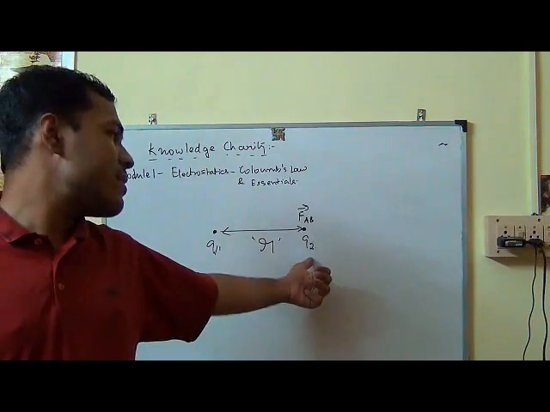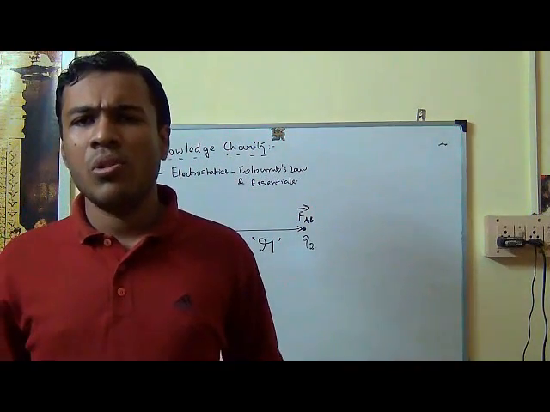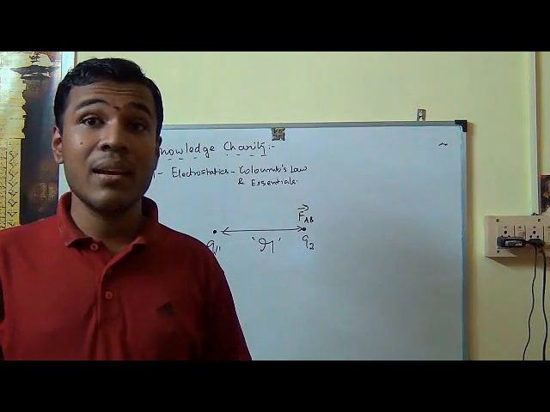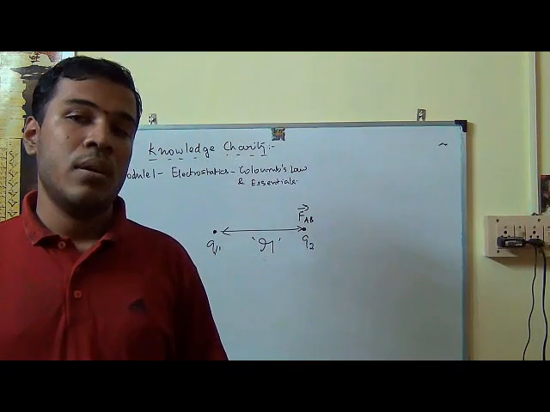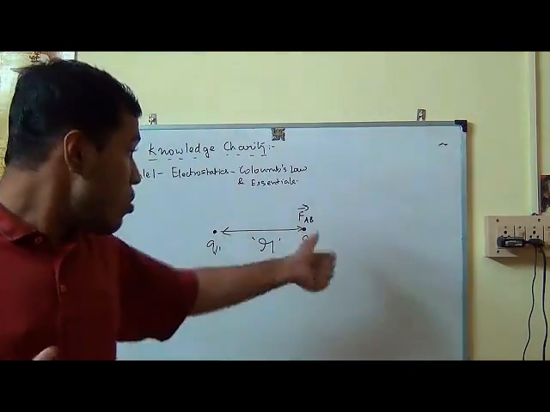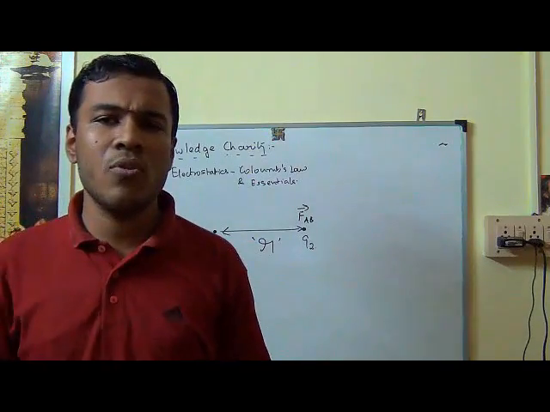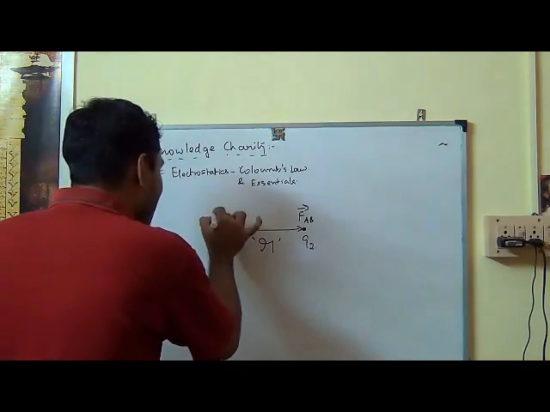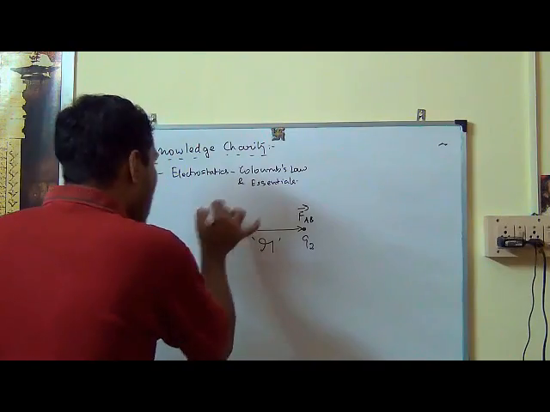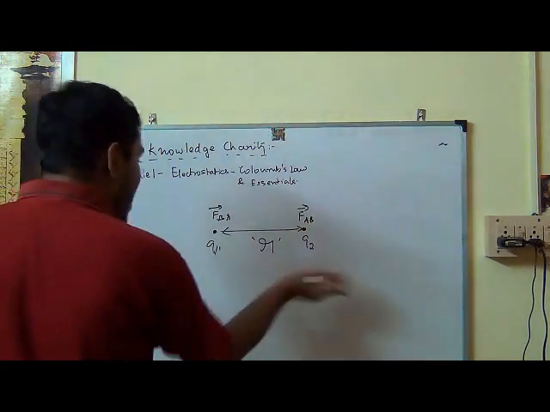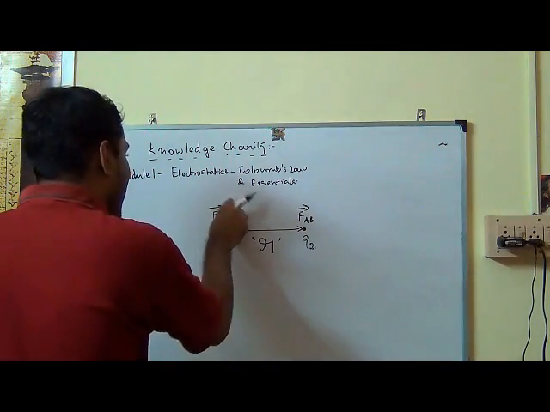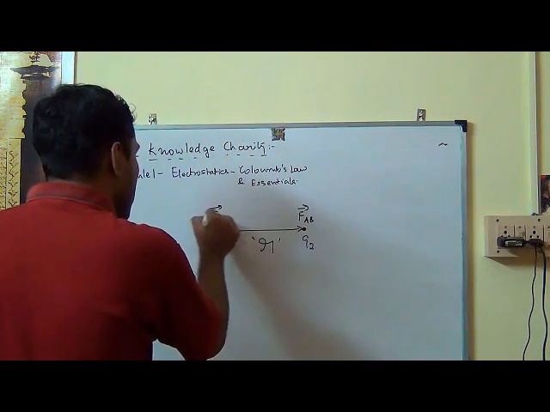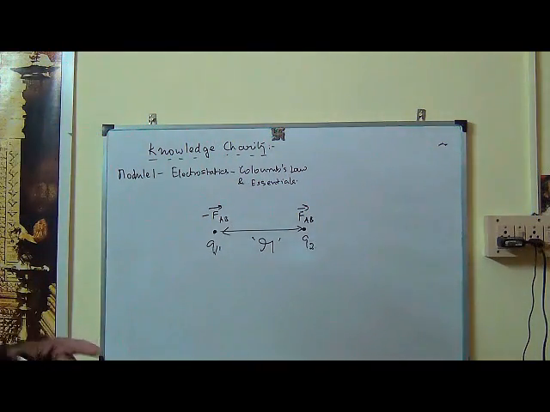Charge Q1 exerts a force on charge Q2. So what does it mean? Tell me. Q2 will also exert a force on Q1, according to Newton's third law. So that will be F of B on A. But what will be the value of FBA? It will be the opposite of FAB. So I can very well write it as minus FAB instead of FBA. So Q2 will exert an equal and opposite force on Q1.